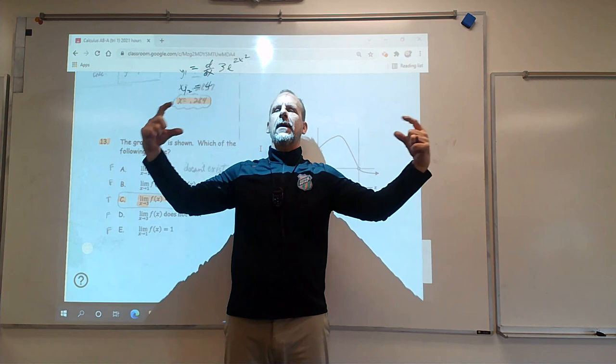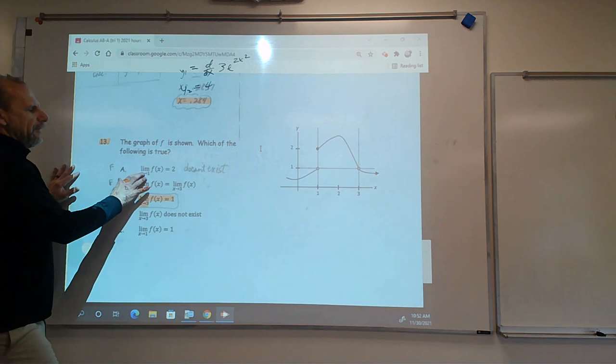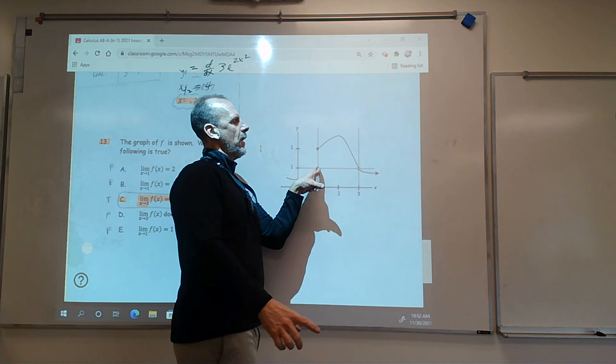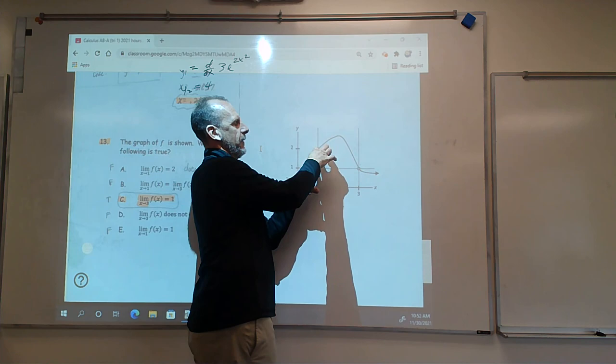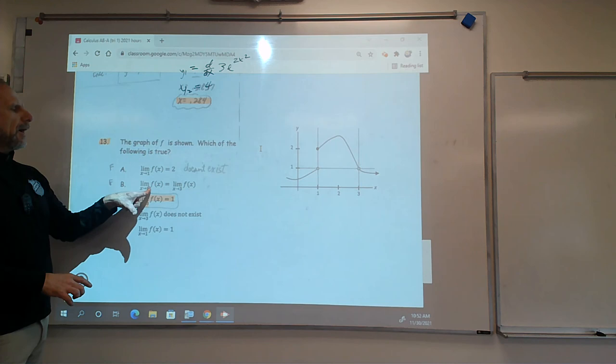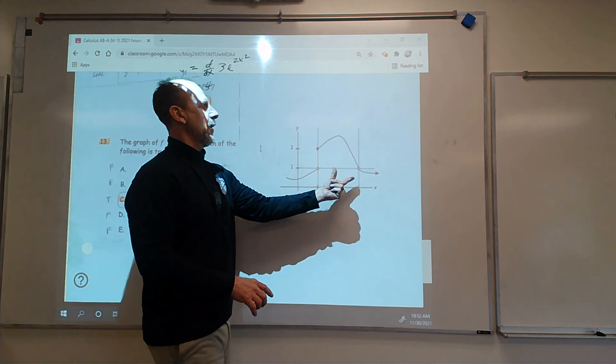So the first one says, which is true? As we go to 1, the answer is 2. As we go to 1 from the left, it wants to be 1. But as we go to 1 from the right, it wants to be 2. No, they don't want to go to the same height. They want to be at different points. So no, that's wrong. Okay, the limit at 1 is the same as the limit at 3. We already found out there is no limit at 1. So no, the limit at 1 does not exist because they don't go to the same height.